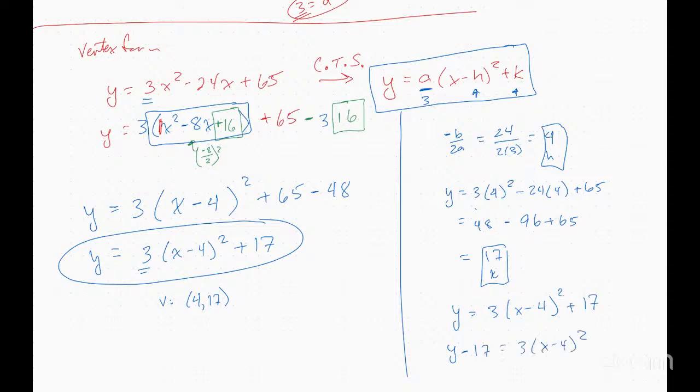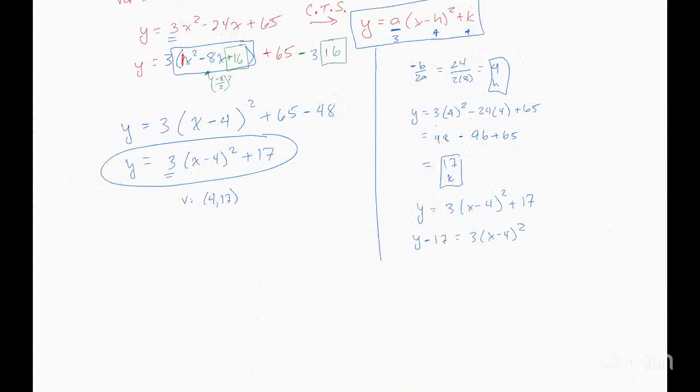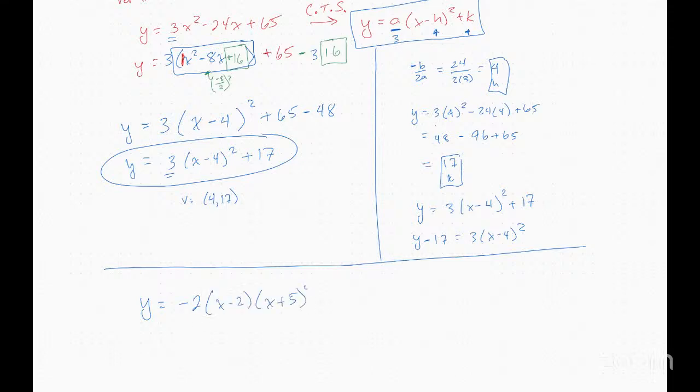All right, got it. My next question is, it says graph y equals negative 2 times (x minus 2) times (x plus 5) to the 4th. So they want you to graph this. I already have this graphed. I just had a question about after it was graphed.